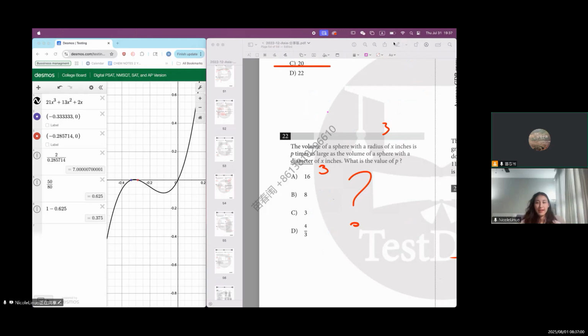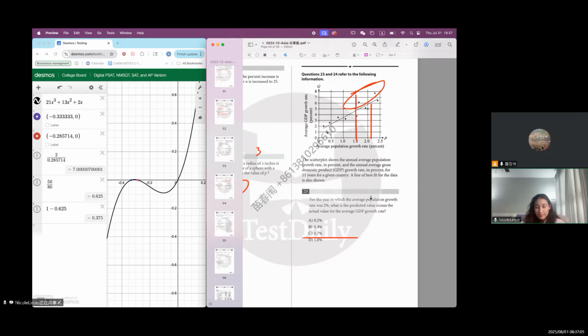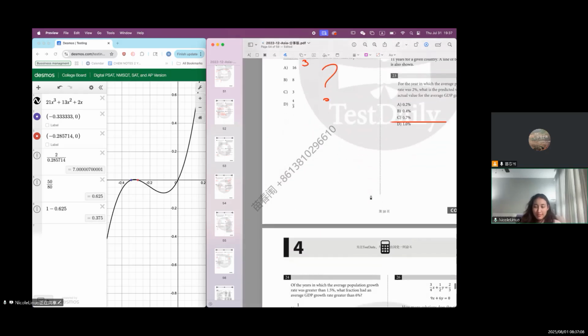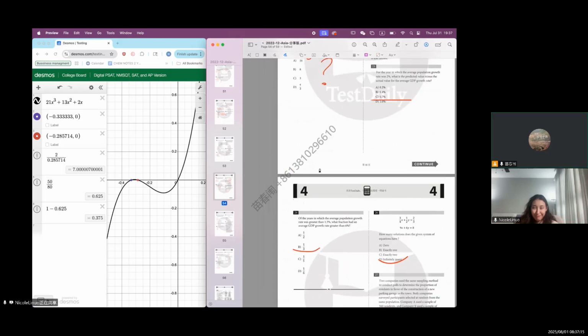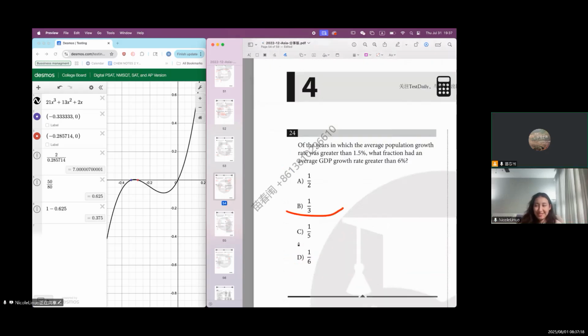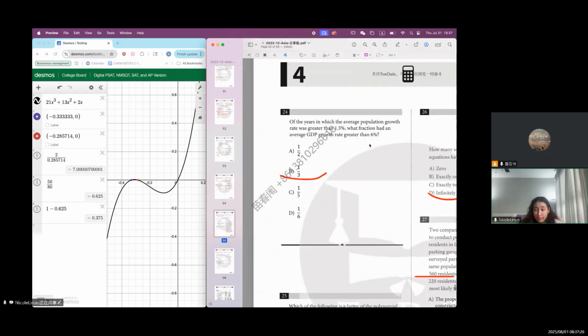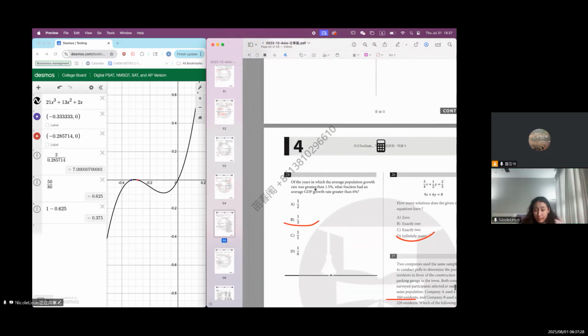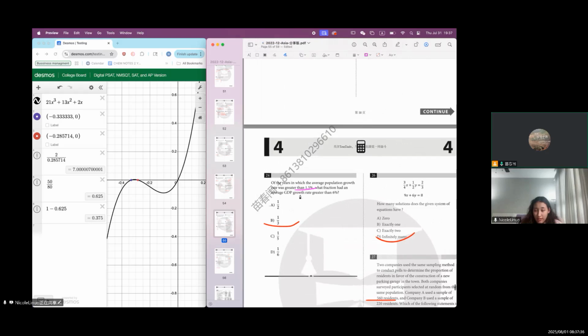Fine. Yeah. 23, I put C. 24. 24, I put B. Okay. Is 24 involved with 23? Yeah, I'm just reading.